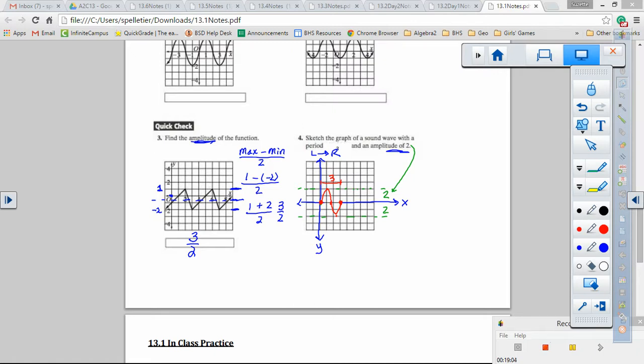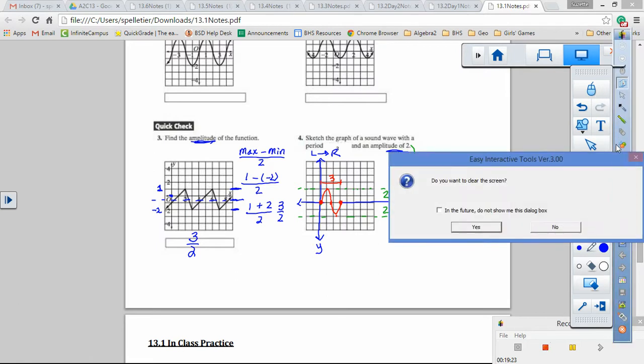So that is essentially just section 1, which is just all about reading a periodic graph. Is it periodic? What's the length left to right? What's the period? And what's the amplitude? How high or how low does that function actually go? Okay? So you can go ahead and move on to section 2 when you're ready.